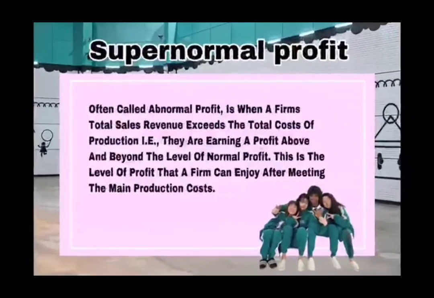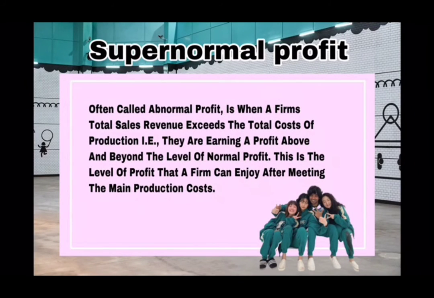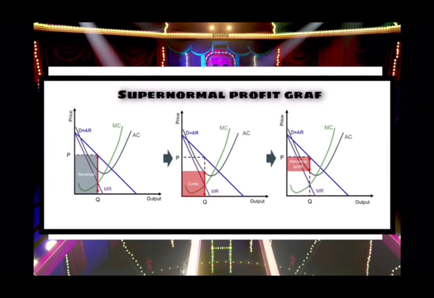Now we go into supernormal profit. It's when a firm's total sales revenue exceeds the total cost of production. They are earning a profit above and beyond the level of normal profit. This is the level of profit that a firm can enjoy after meeting the main production costs. We can see in this diagram how a monopolist exploits its monopoly power to enjoy supernormal profit.